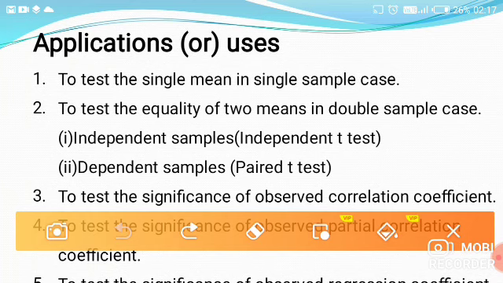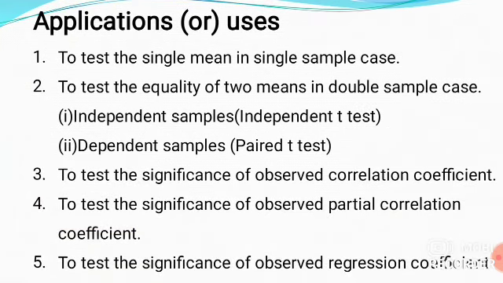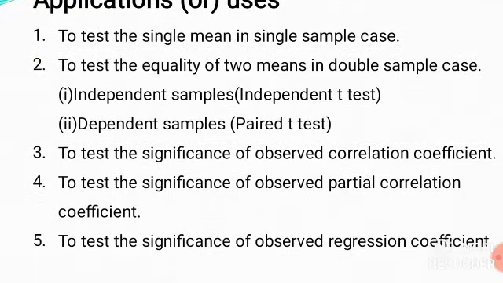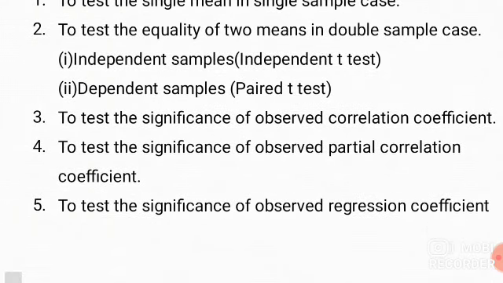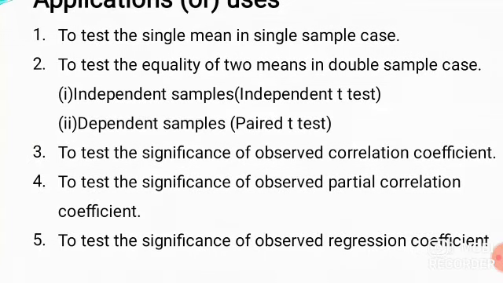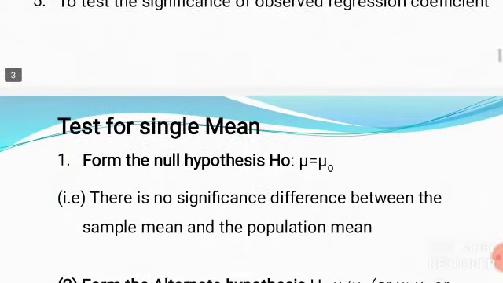Third application of the student t-test: to test the significance of the observed correlation coefficient. Fourth, to test the significance of the observed partial correlation coefficient. Fifth, to test the significance of the observed regression coefficient. In this lecture video, we will discuss the first, second and third applications of the student t-test.